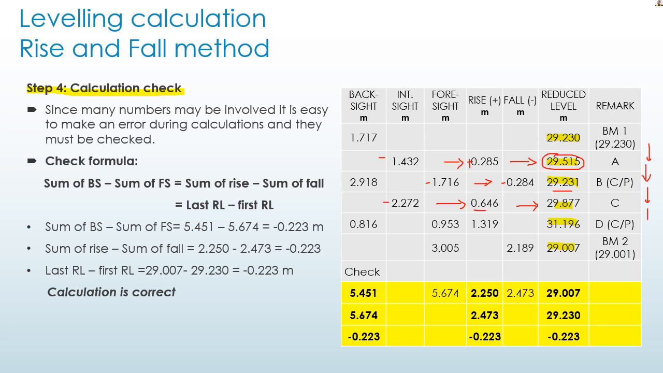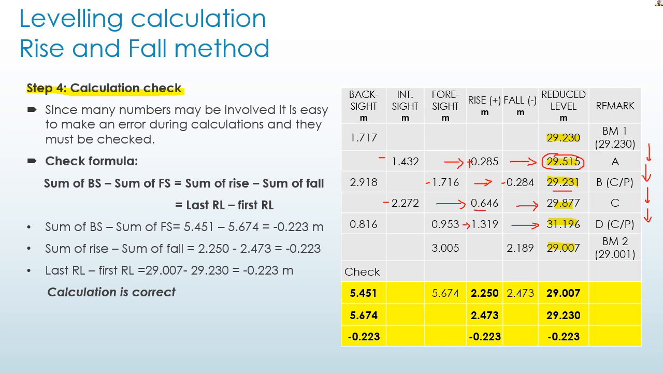From C to D, 2.272 minus 0.953. So that gives you a rise of 1.319 meters. Reduced level of point C is known right now, plus the rise here gives you the reduced level of point D.